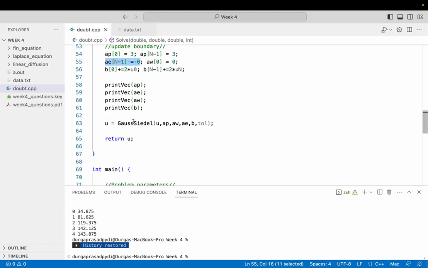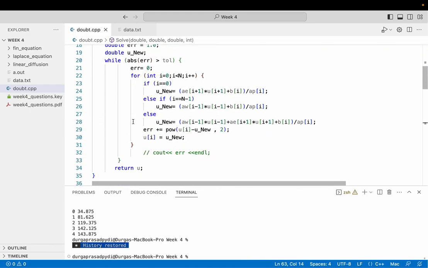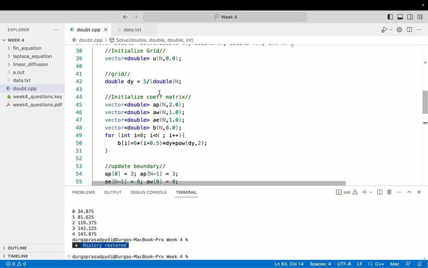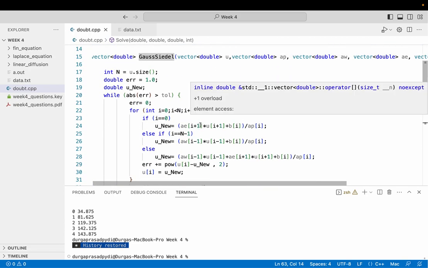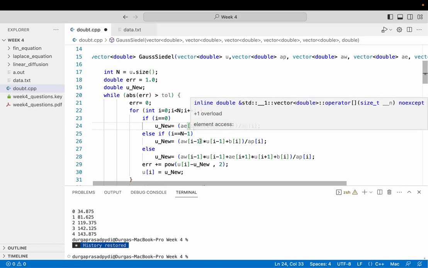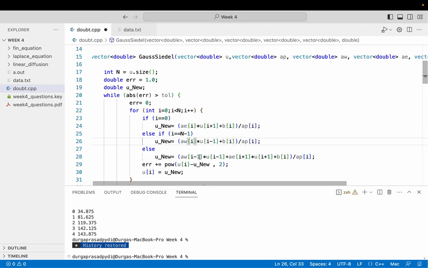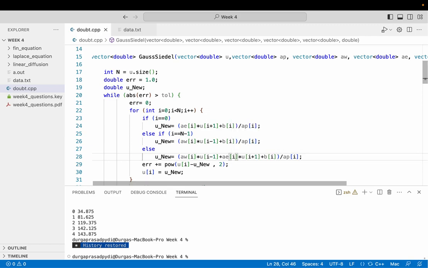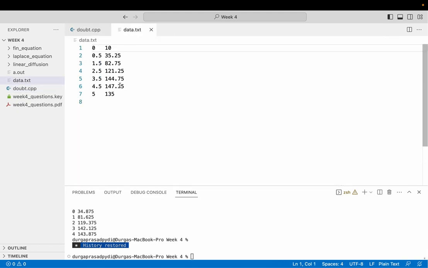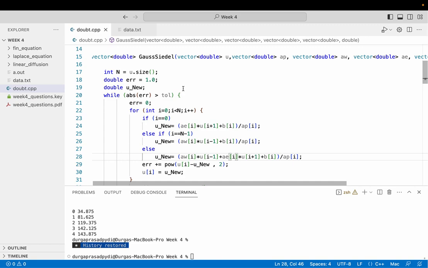Now when the implementation comes to the Gauss-Seidel method, the notation we are following in this updation of coefficients is that for the ith cell, the coefficient of AE on the ith cell is equal to AE of I. So this particular term over here should be replaced with AE, and here AI. I think this solves the problem. If you run this code, the results are matching with the values obtained from the direct method.